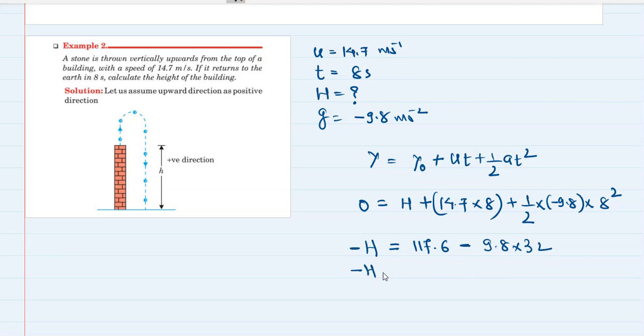313.6. So minus h is equal to 117.6 minus 313.6. So minus h is equal to minus 196. Therefore h is equal to 196 meters.